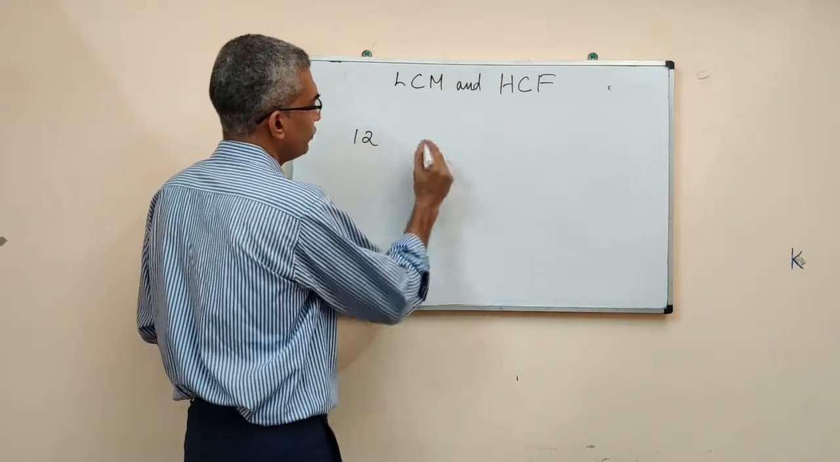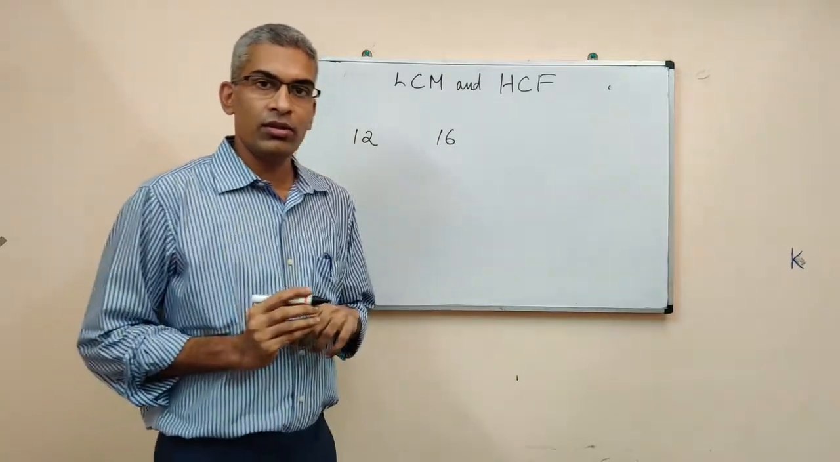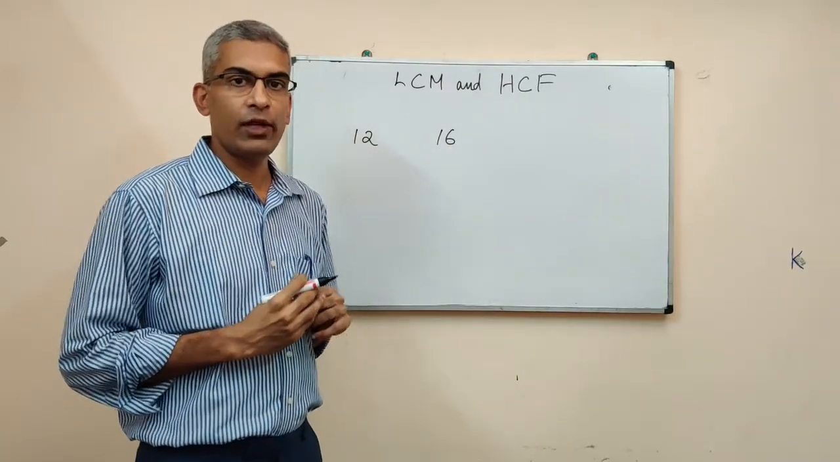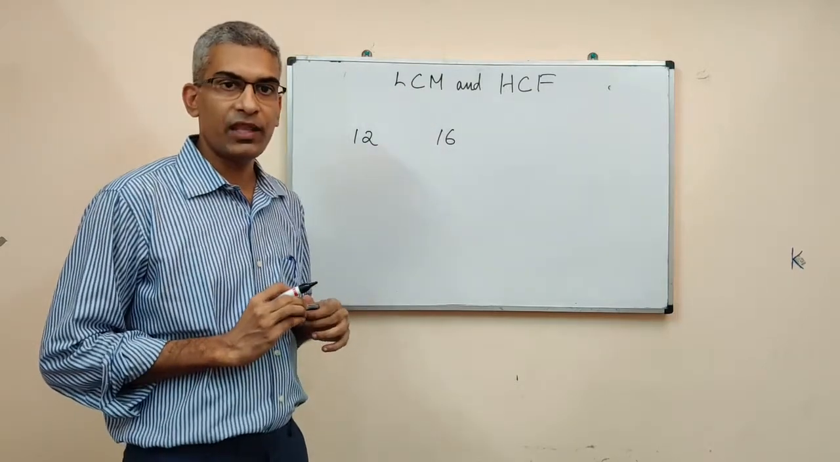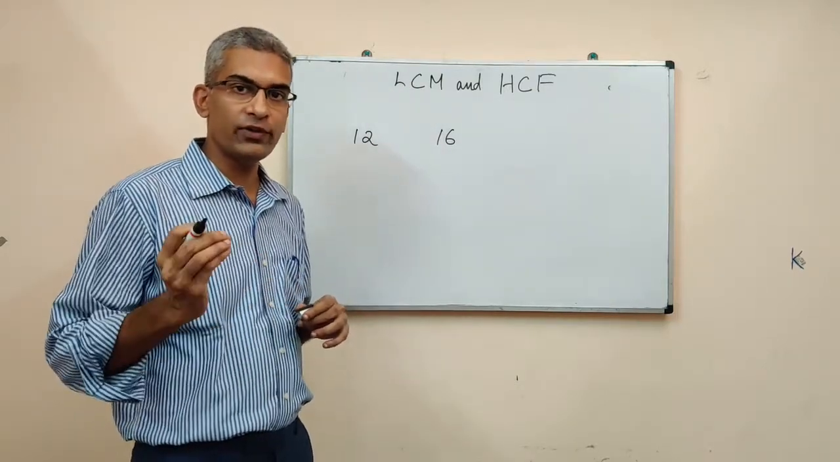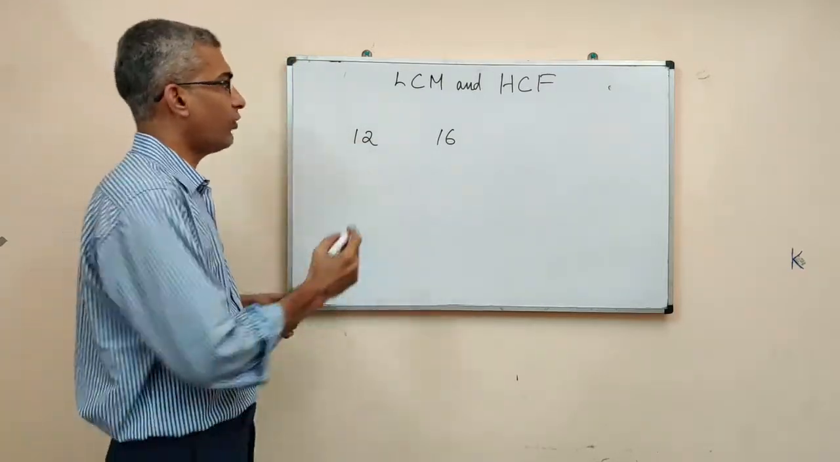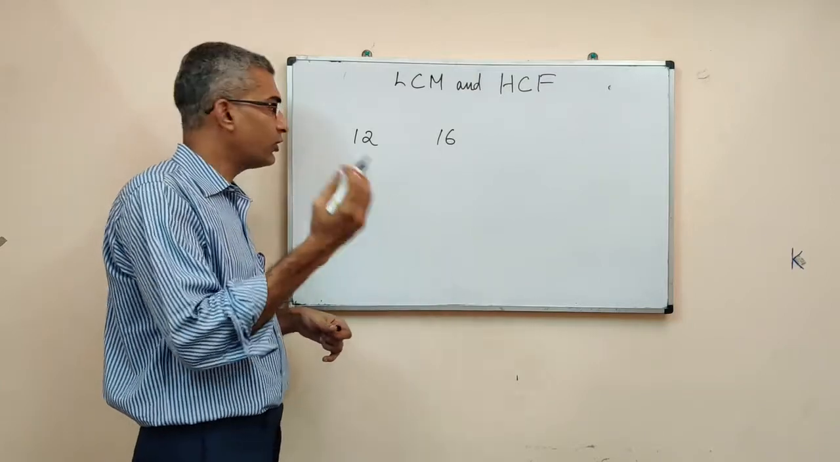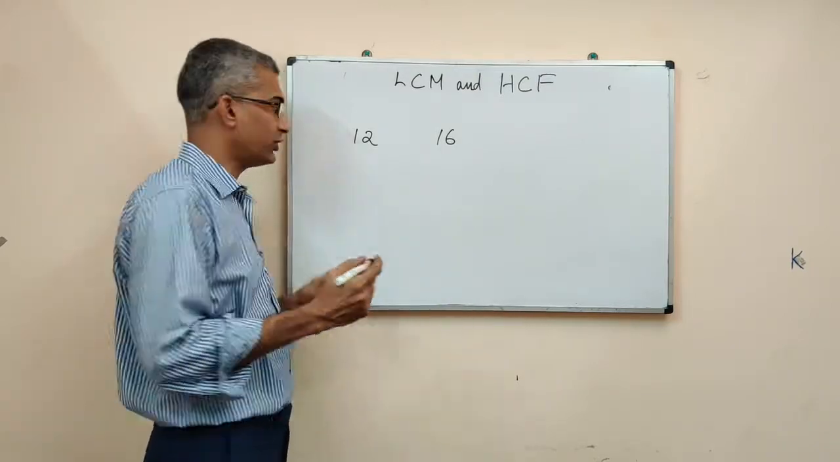Consider the numbers 12 and 16. Can you tell me what is the LCM of 12 and 16? Let us look at the term LCM. LCM stands for lowest common multiple. So let us look at the multiples of 12. What are multiples of 12? Multiples of 12 are 12 into 1, 12 into 2, 12 into 3, etc.